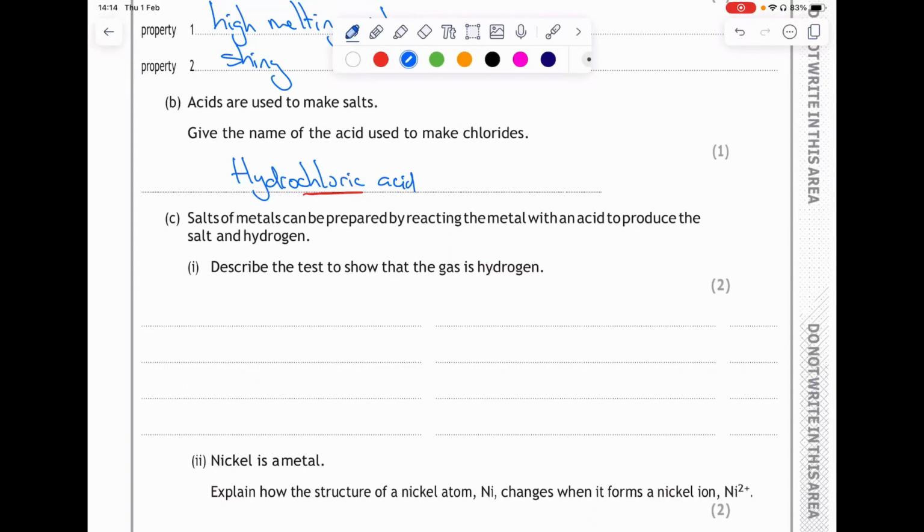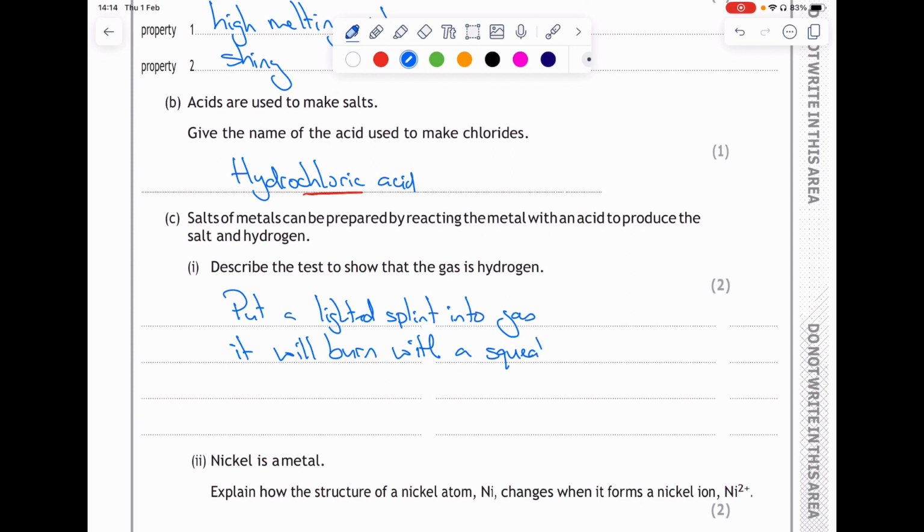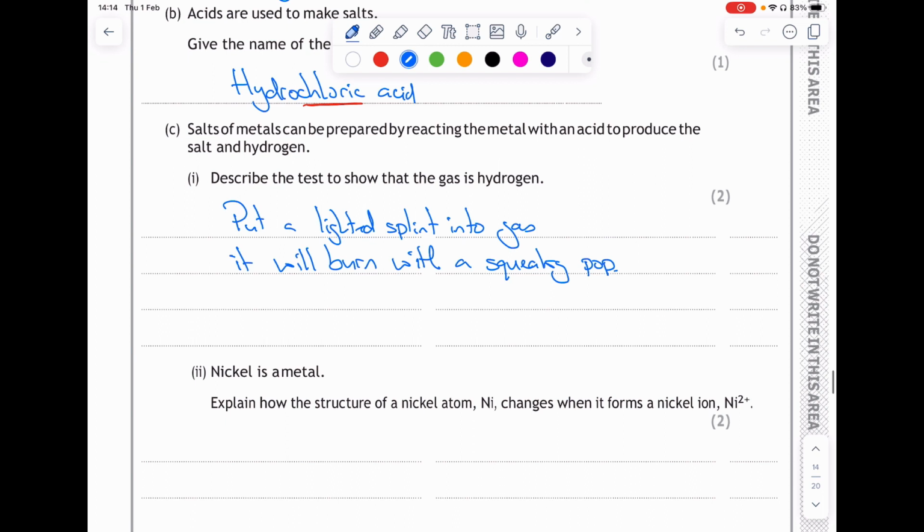Test for hydrogen. So what we have to do is we put a lighted splint into the gas, and if it's hydrogen, it will burn with a squeaky pop. So it's the squeaky pop test. You can't say just squeaky pop test, you have to explain it as we've done here, saying it will burn with a squeaky pop.